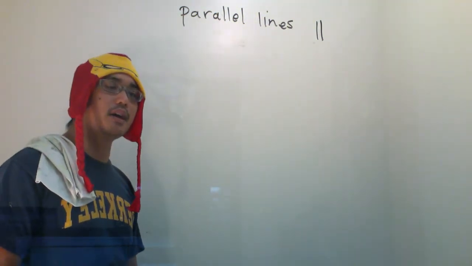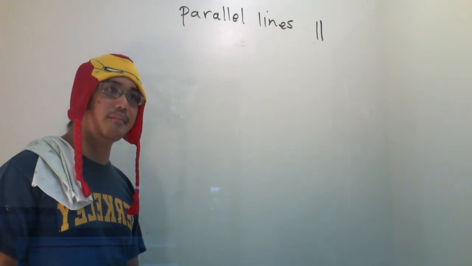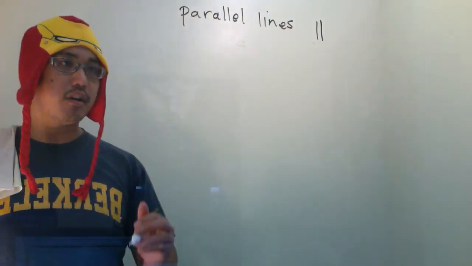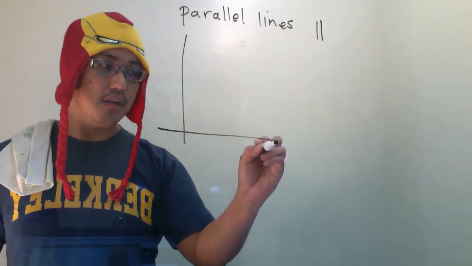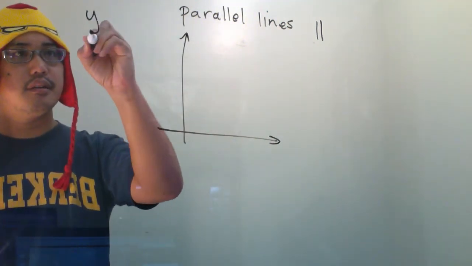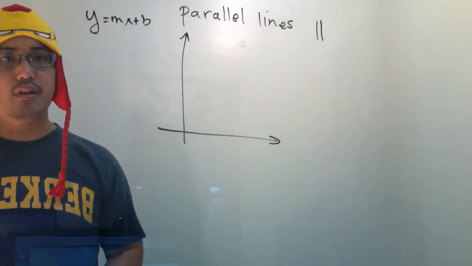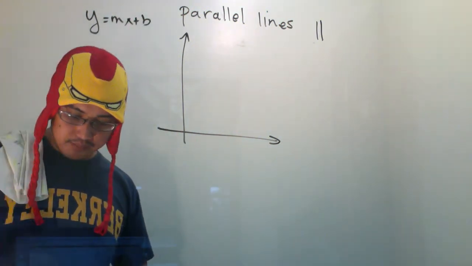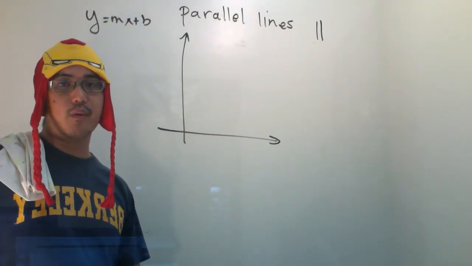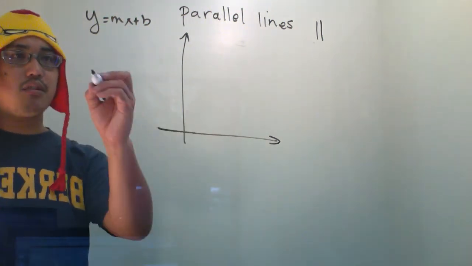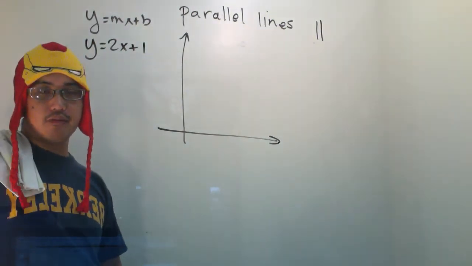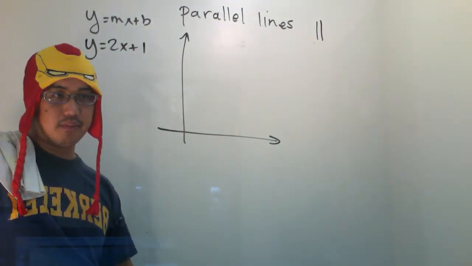Here's the thing about parallel lines. It's pretty easy to understand the idea behind them. What is the best way to teach parallel lines? Let's try graphing something. When I taught you lines, I taught you y equals mx plus b. Remember, I'm making up this lecture off the top of my head. I'm just going to try it and see what we got. Let's try y equals 2x plus 1.